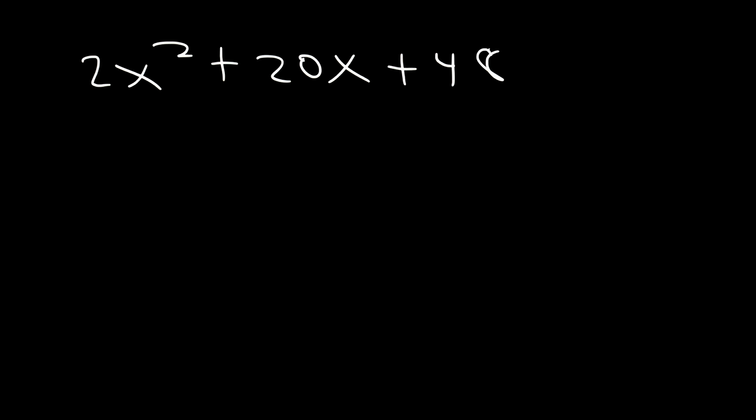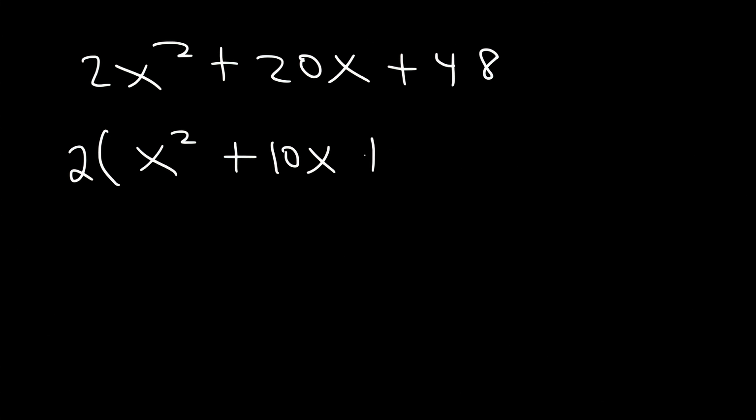Now let's try one more example. 2x squared plus 20x plus 48. Now you can use the same technique, but notice that you can take out the GCF. And if you see that, you want to do that first. So let's factor out a 2. 2x squared divided by 2 is x squared. 20x divided by 2 is 10x. 48 divided by 2 is 24.